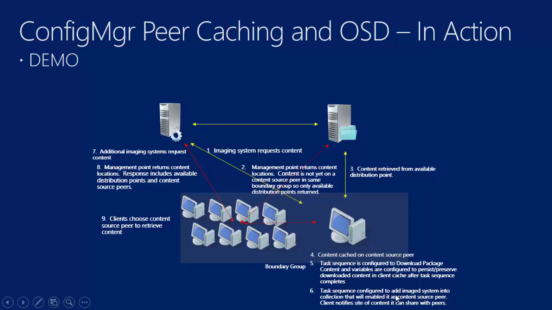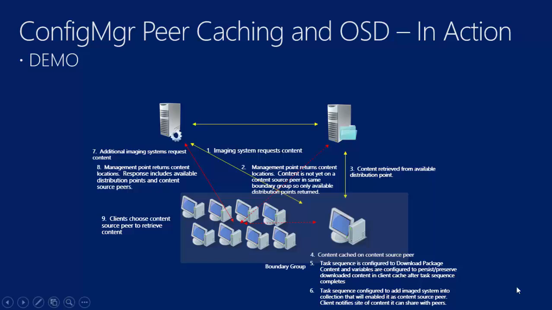Okay? Now, the next system, one of these over here, asks for the content because it's going to start through the task sequence. Now, the management point returns the content locations. Here, the response includes the distribution points and this content source peer. So the client is going to choose preferentially the content source peer, retrieve the content, and start to image. Okay? All right. So the best way to show this is to do a couple of demos.